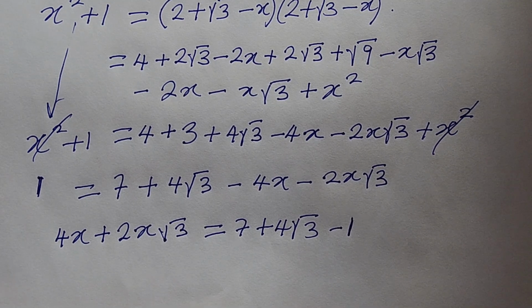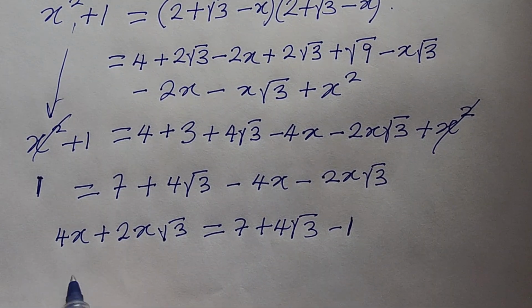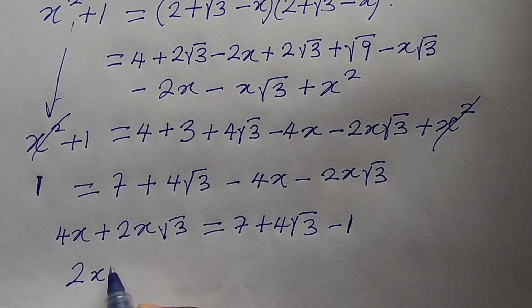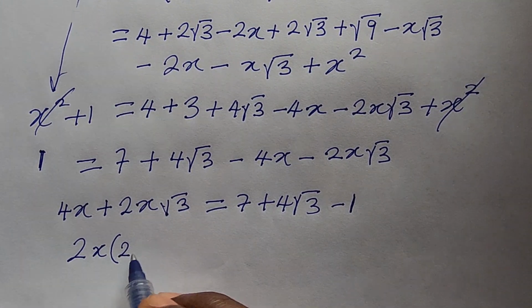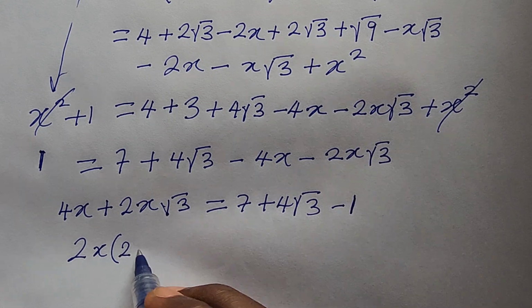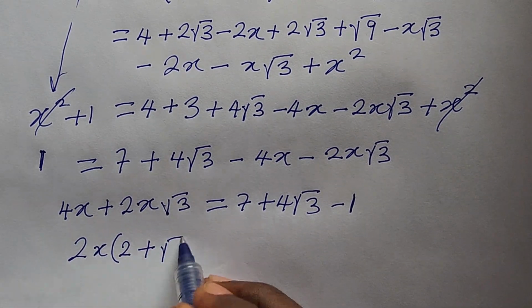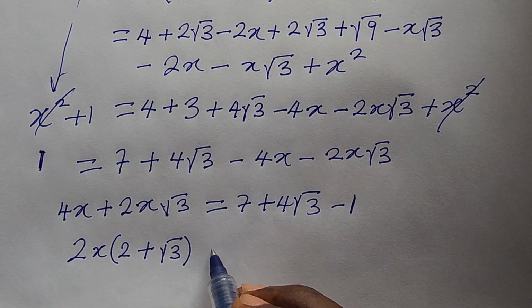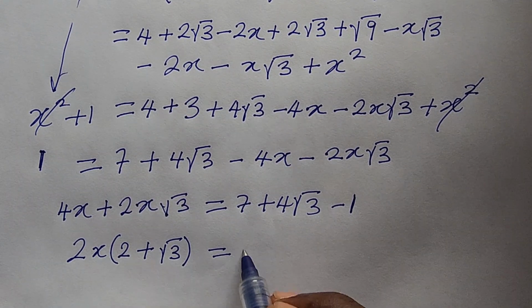It's simple, right? We can factor out 2x from here. So this is going to give us 2x into, we use 2 to divide this, we are left with 2. Then plus, if we use 2 to divide this, we are left with just root 3. Close bracket is equal to, the 7 minus 1 will give us 6.